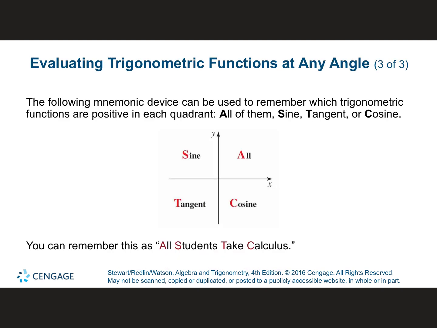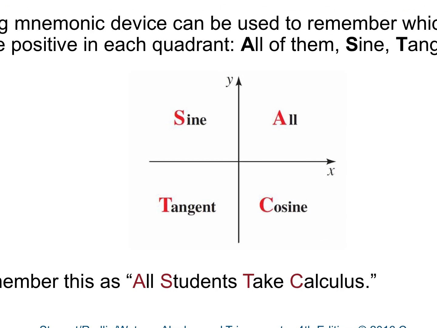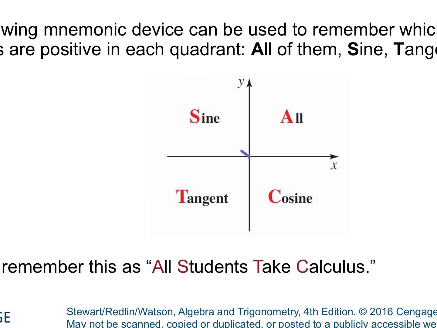Also, depending on which quadrant we're in, our triangle won't always be in the first quadrant. We could have a triangle that comes from the second quadrant here. Which quadrant we are in determines the sign of our trig functions. So we have an acronym here that stands for all students take calculus, or all are positive. Sine is positive, tangent is positive, and cosine is positive. So these tell you which quadrant which trig function is positive in.